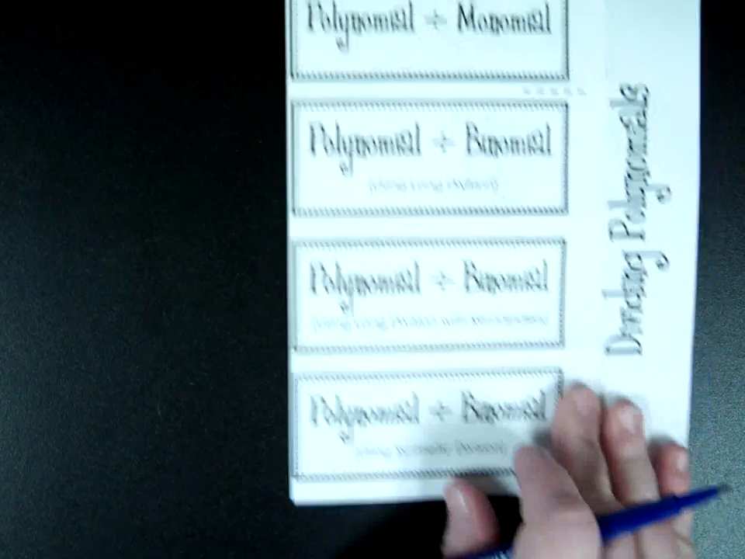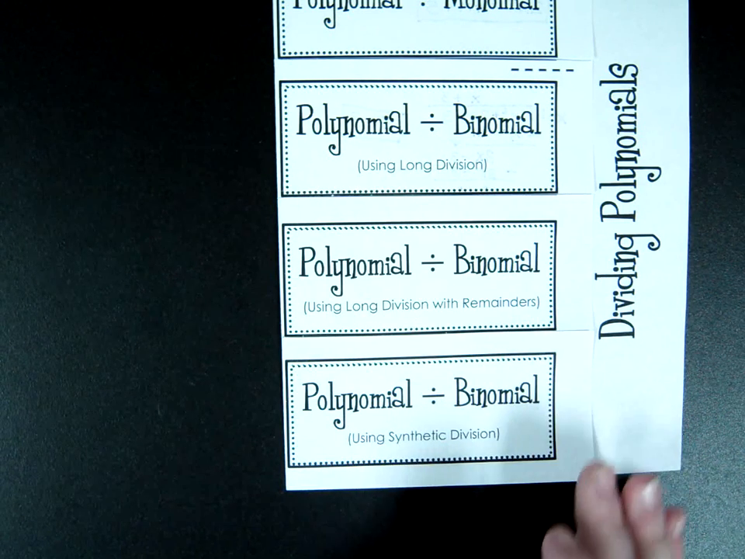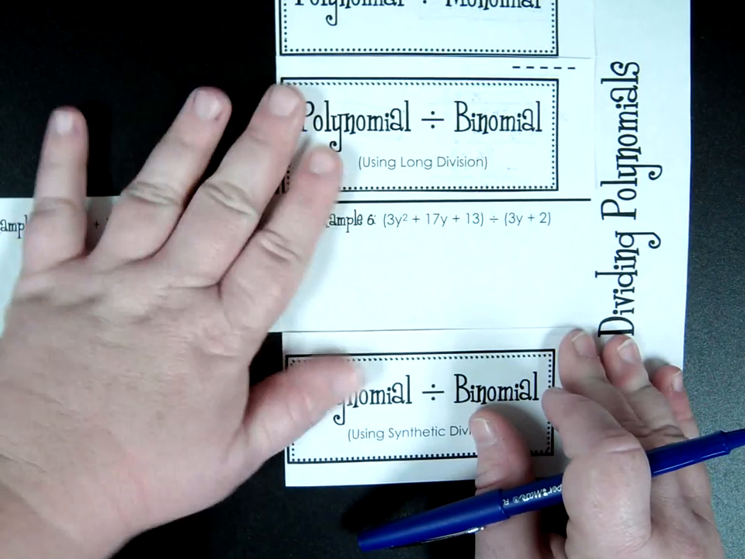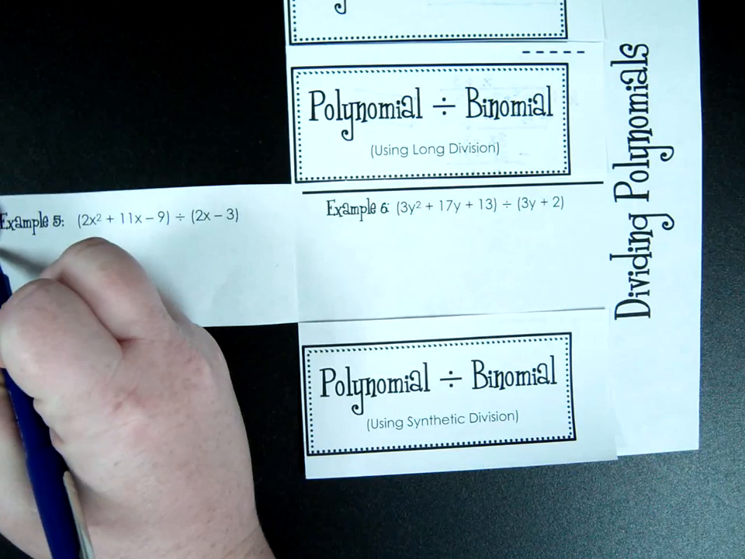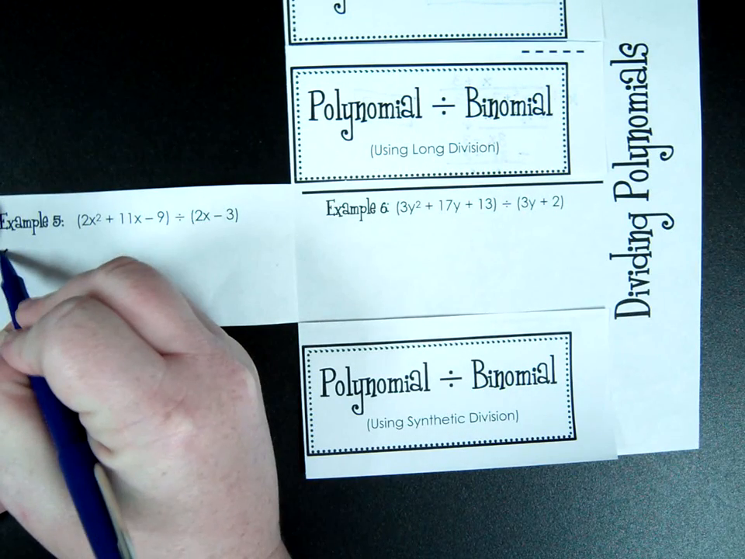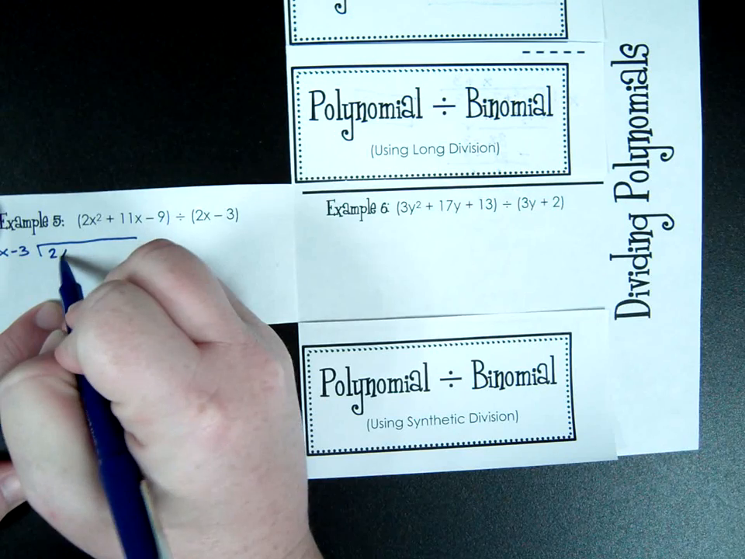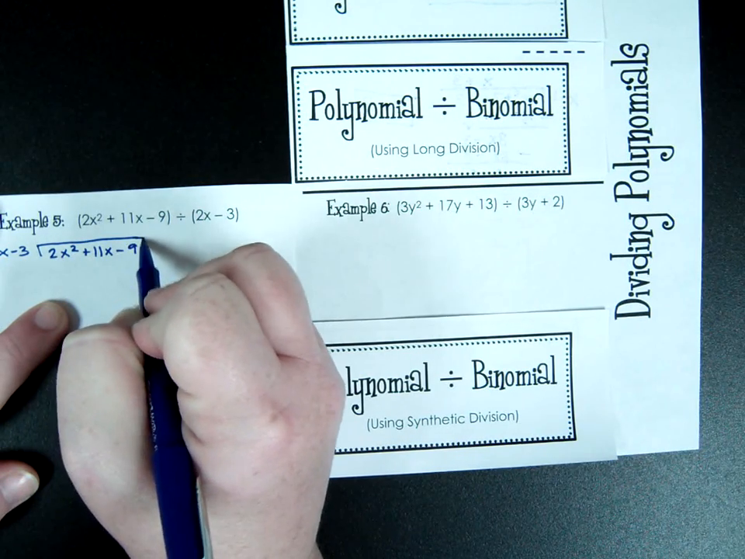Alright, so let's look at the next one. Polynomial divided by binomial. We're still going to use that long division, but this time we're going to have remainders. So let's look at example 5. I'm going to write it the exact same way: 2x minus 3 with the 2x squared plus 11x minus 9 underneath the division bar.